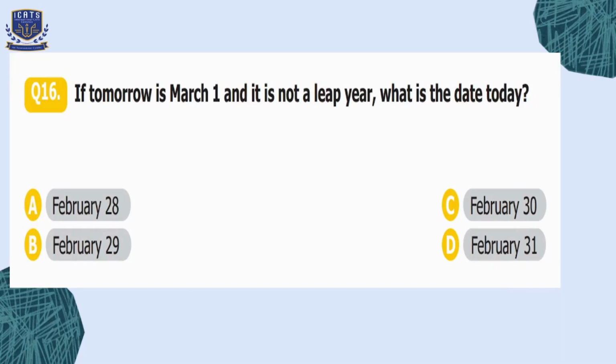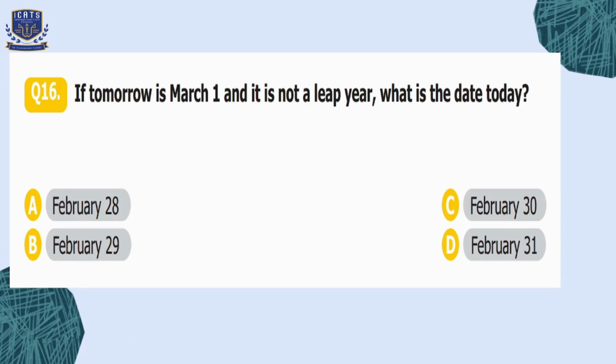Question number 16. If tomorrow is March 1 and it is not a leap year, what is the date today? Option A is February 28th, B is February 29th, C is February 30th, and D is February 31st.